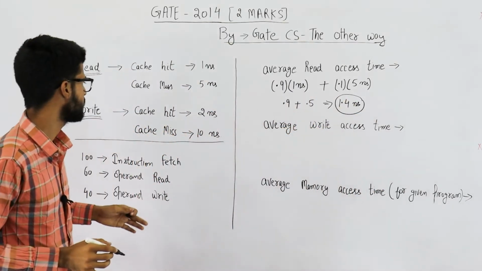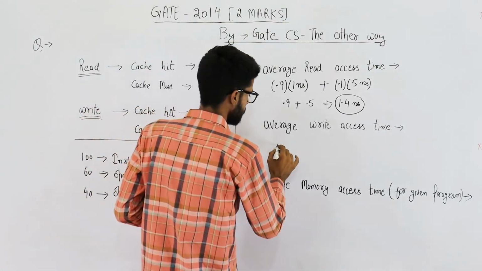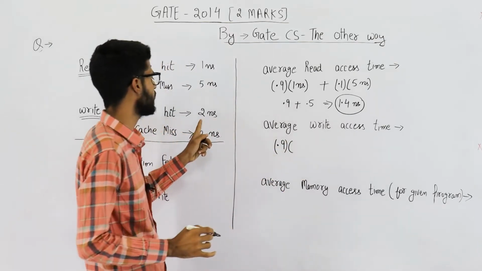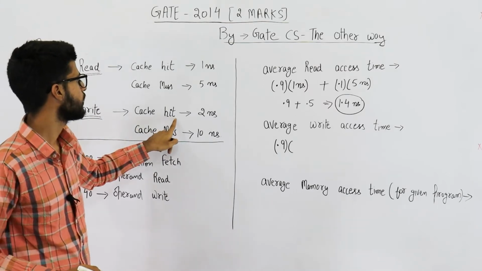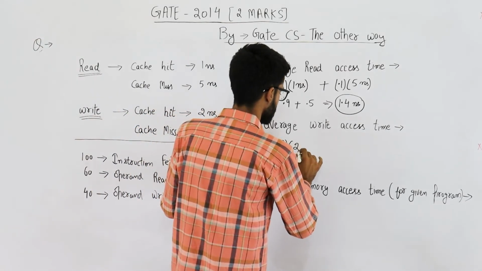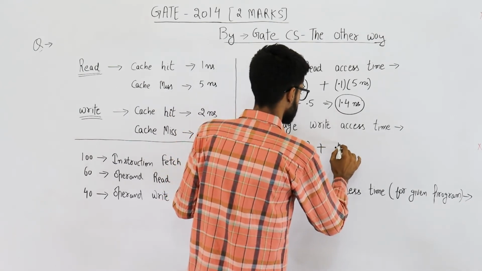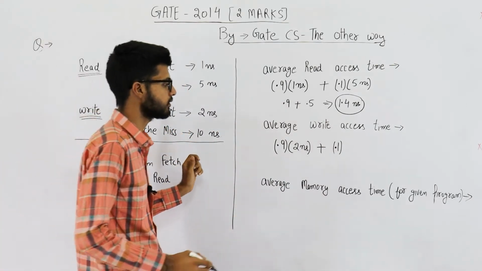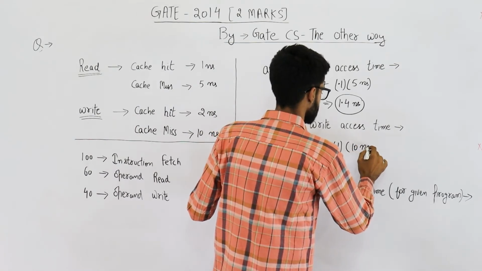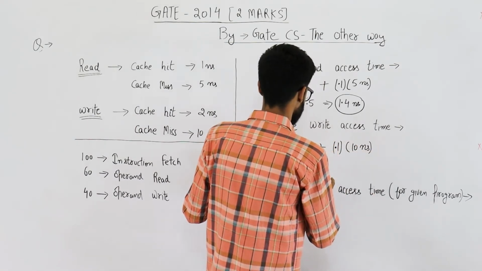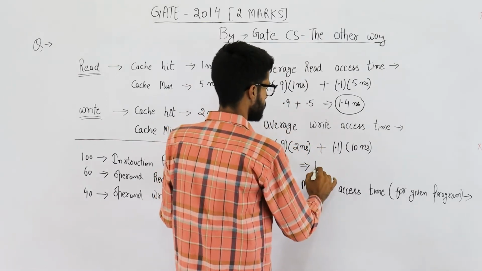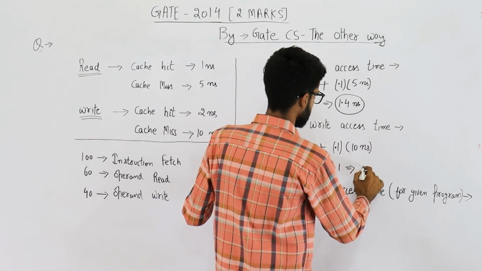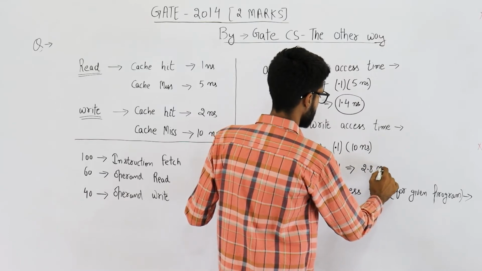So let's now find the average write access time. The average write access time will be hit rate, which is 0.9, into the hit time. Hit time here is 2 nanoseconds. For write, in case of hit, we require 2 nanoseconds. Plus miss rate, which is obviously 1 minus the hit rate, into miss time, that is 10 nanoseconds. So this comes out to be 1.8 plus 1, which is 2.8 nanoseconds.